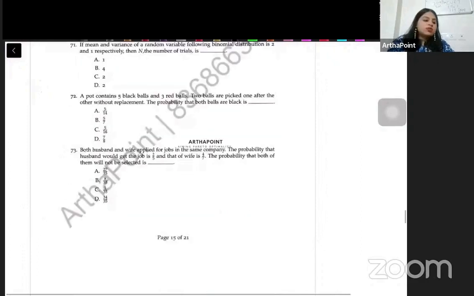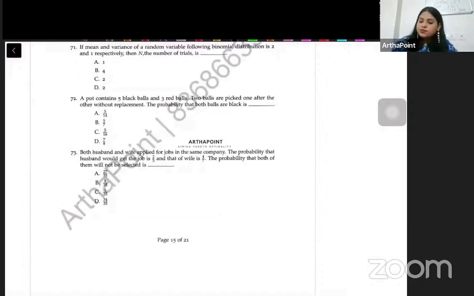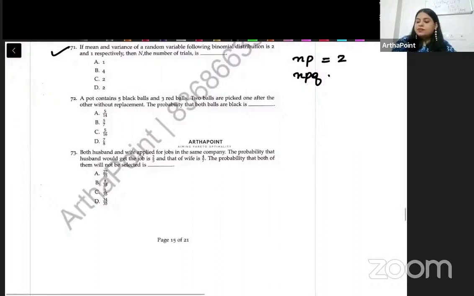So let's start with question number 71 first. If the mean and variance of a random variable follow a binomial distribution, the mean is NP and the variance is NPQ. It is given that NP is 2 and NPQ is 1. Then the number of trials is, so very simple.